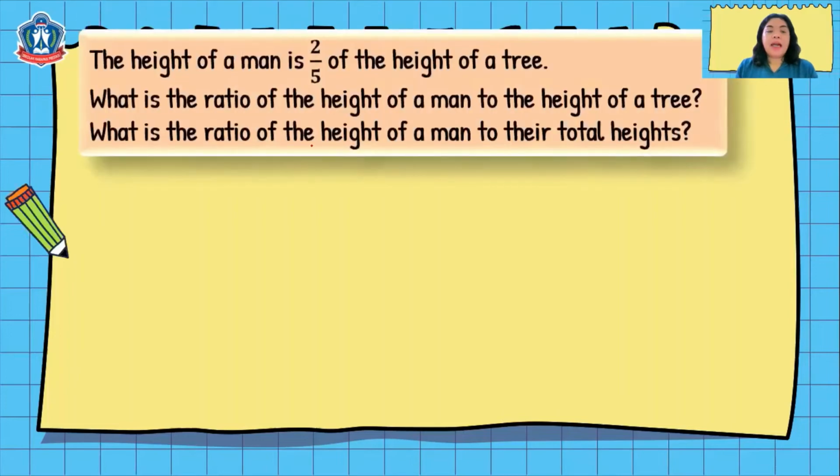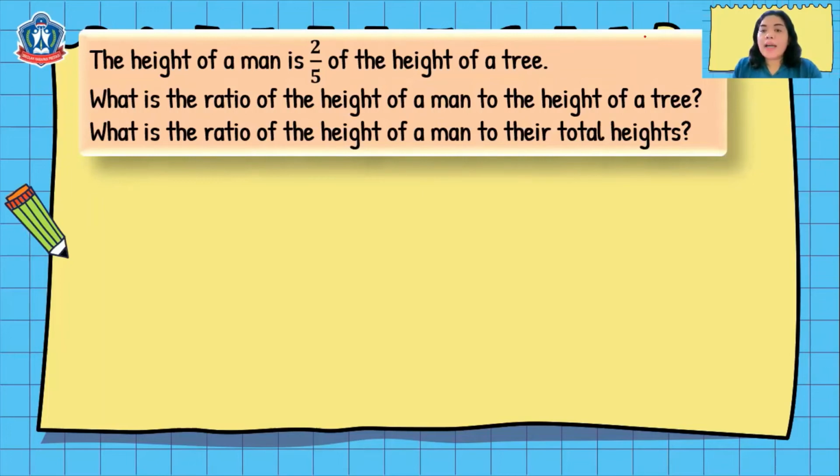Another. The height of a man is 2/5 of the height of a tree. Now let's try to find the ratio of the height of a man to the height of a tree. So what is the height of the tree then? That is the missing number here. Then let's try to find the ratio of the height of a man to their total height.